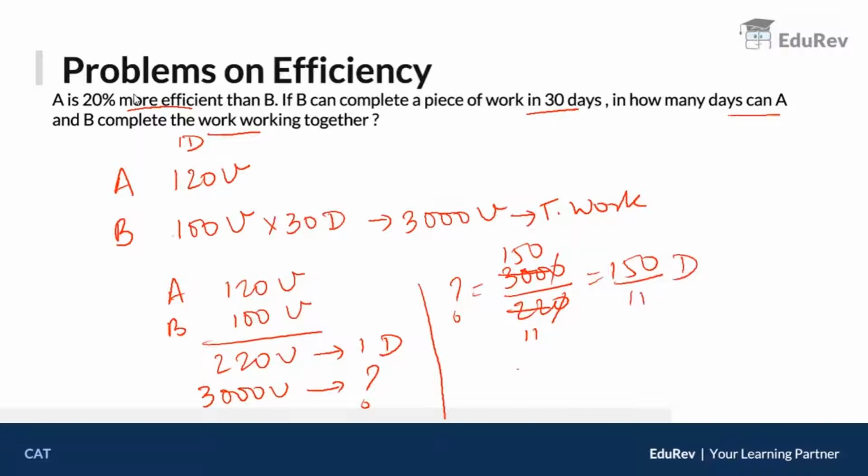Or you can even convert it. So 11 ones are 11, 40 left, 11 threes are 33. I have 7 extra, so your answer becomes 13 and 7 by 11 days will be required.